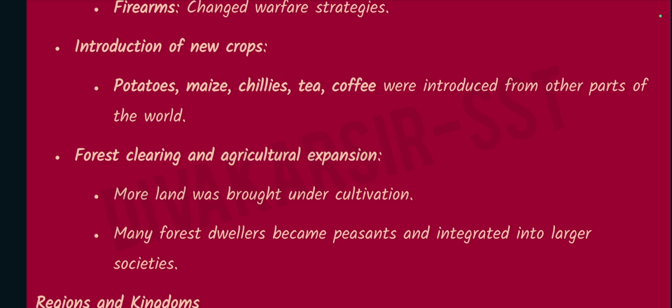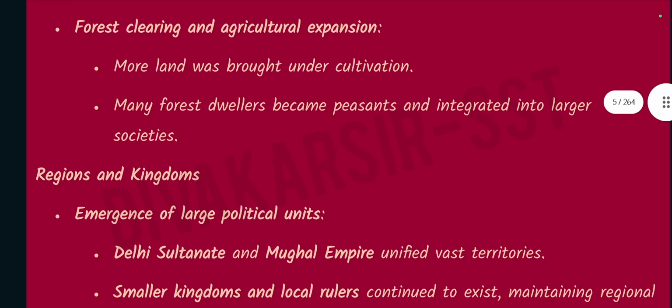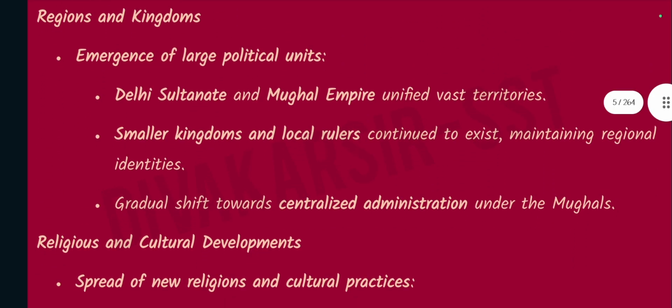Forest clearing and agricultural expansion. More land was brought under cultivation. Many forest dwellers became peasants and integrated into larger societies. Regions and kingdoms. Emergence of large political units. Delhi Sultanate and Mughal Empire unified vast territories.